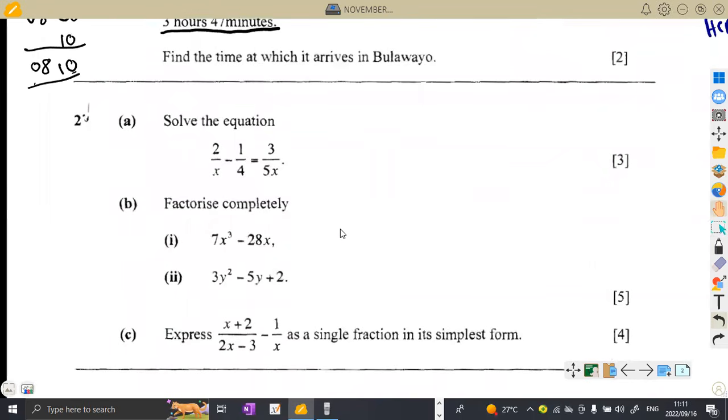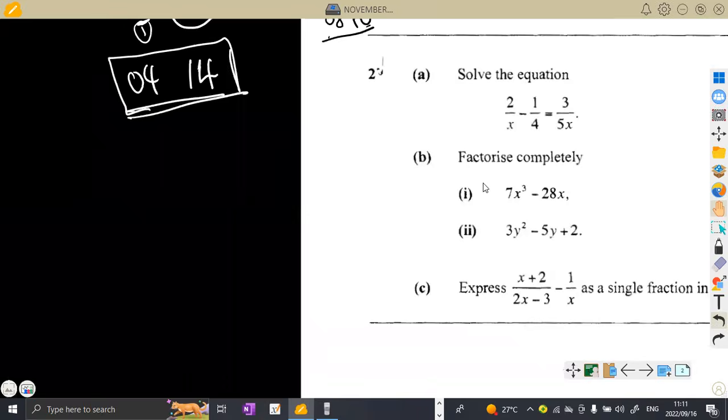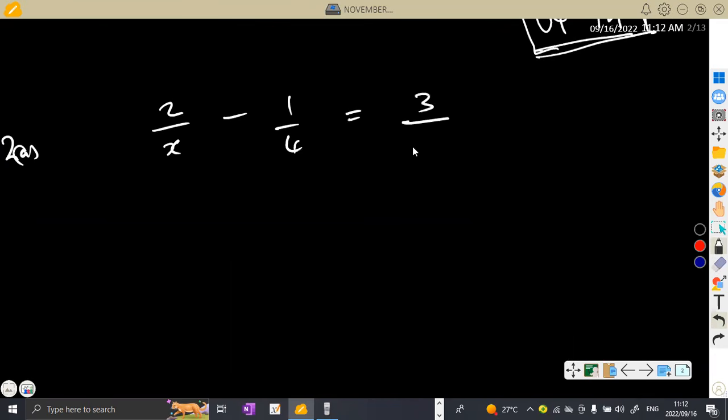The number 2, solve the equation. Okay, so that is the equation that you're given to solve. As for equations, guys, it's best for you to work with the method that you are best at. It depends on what you're given. So here I'm just going to rewrite the question as given. This is 2a: 2 over x minus 1 over 4 is equivalent to 3 over 5x.